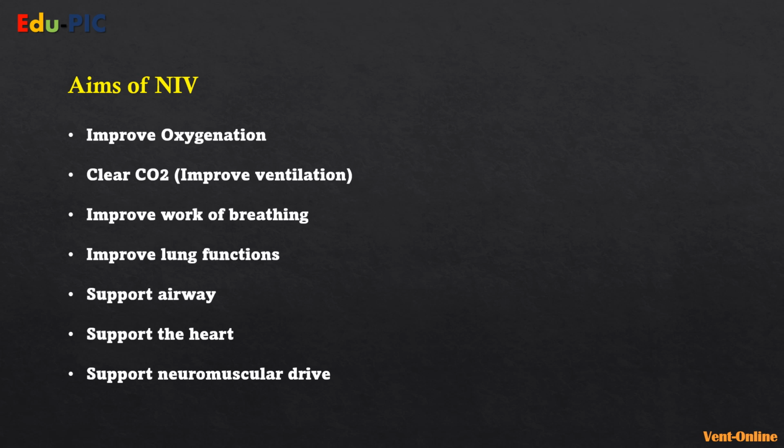Supporting the heart basically comes via lots of mechanisms on this account. You can look that up on our free lecture about cardiopulmonary interaction. Then you support neuromuscular drive as well, which basically is what you expect from BiPAP on this account, not from CPAP. So if a patient has got neuromuscular disease and doesn't have a lot of chest respiratory muscle power, then you're trying to support that using BiPAP. So as we said, the main point is improving oxygenation.